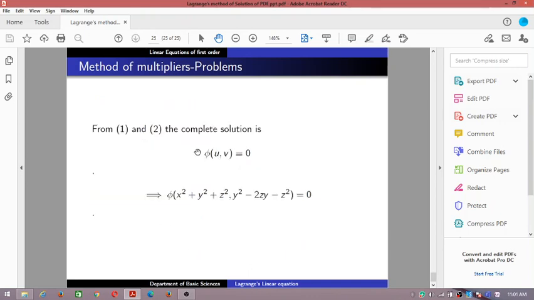Now the complete solution of the given partial differential equation is phi of u, v equal to 0, or phi of x square plus y square plus z square, comma, y square minus 2zy minus z square, is equal to 0. This is the required solution of the given Lagrange's differential equation.